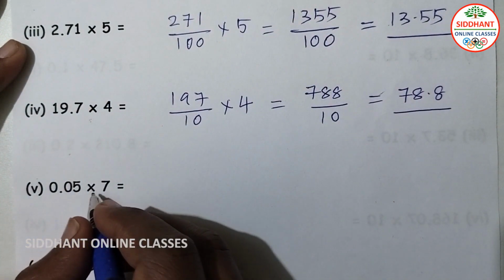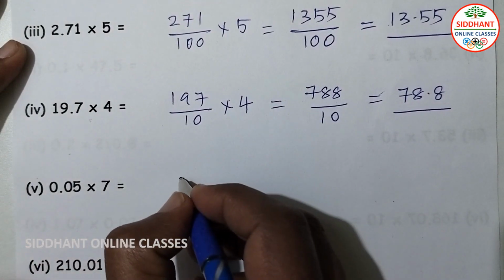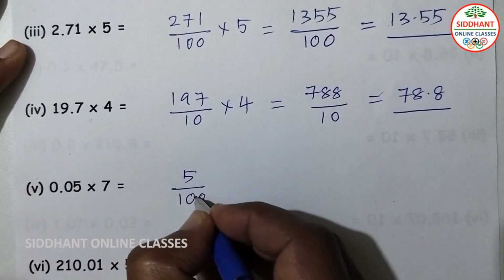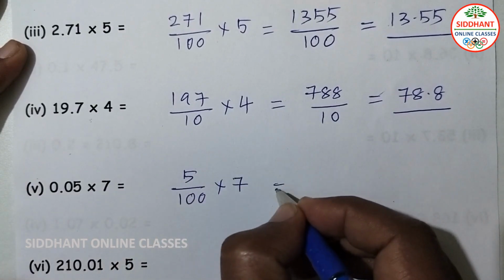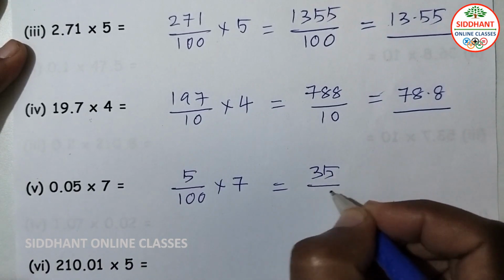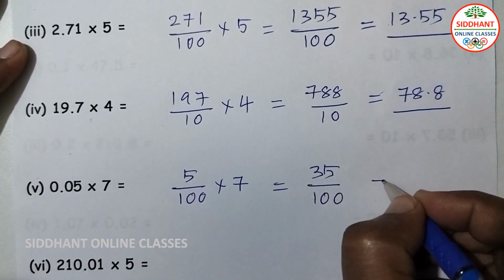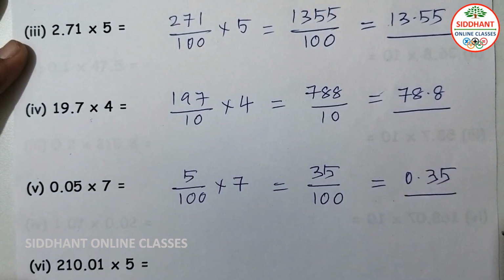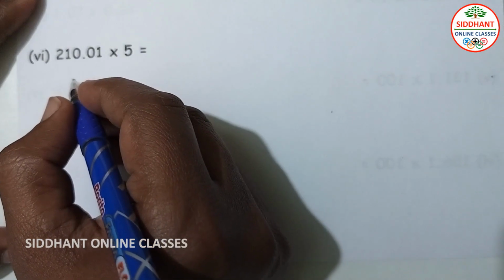Next, 0.05 into 7. So 0.05 can be written as 5 by 100 into 7, that equal to 7 into 5, 35 by 100, that equal to 0.35.